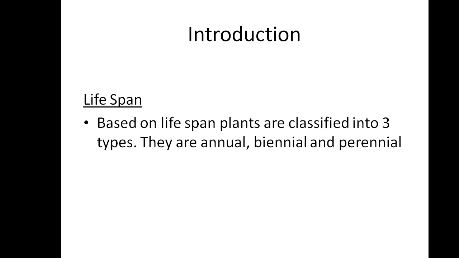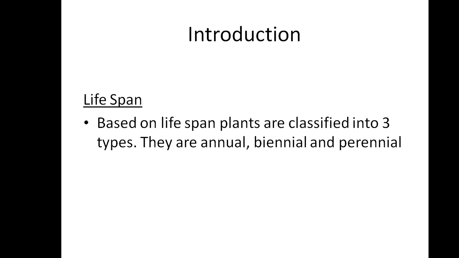Plant habit and habitat I have already explained to you in the online class. Today I am going to explain lifespan. What is lifespan? It is classified into three types: annual, biennial, perennial. Annual means the plant which can grow only 1 year. It grows once in a year, so its lifespan is only 1 year. After 1 year it gets destroyed.